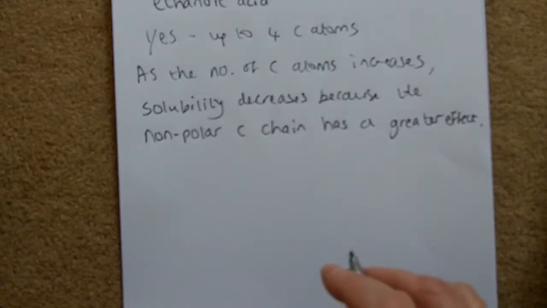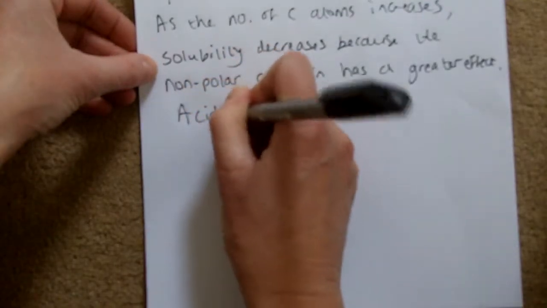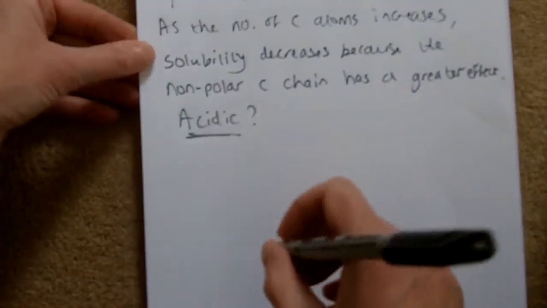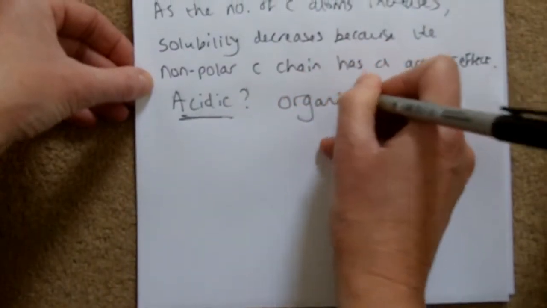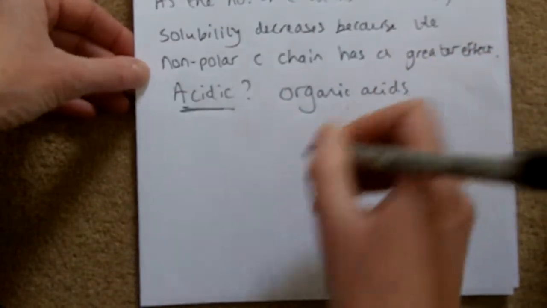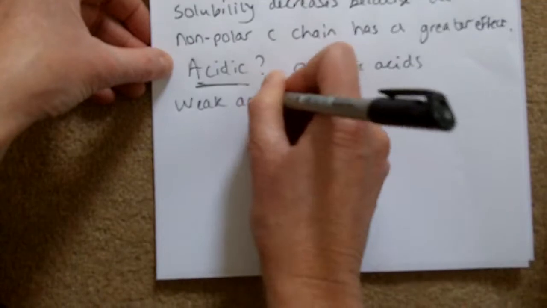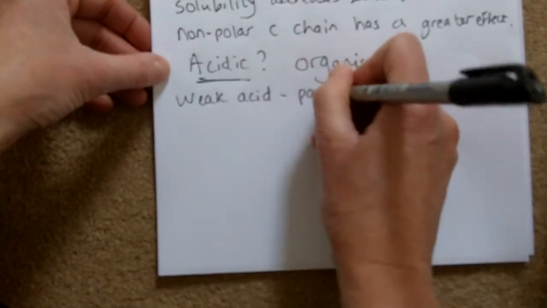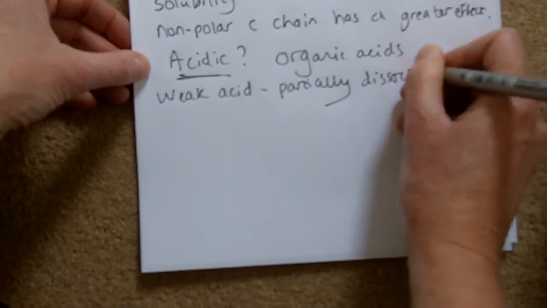Okay. So are carboxylic acids acidic? Yes they are. They're organic acids. They're weak acids. Organic acids tend to be weak acids. Do you know the definition of a weak acid? A weak acid partially dissociates into ions in water.